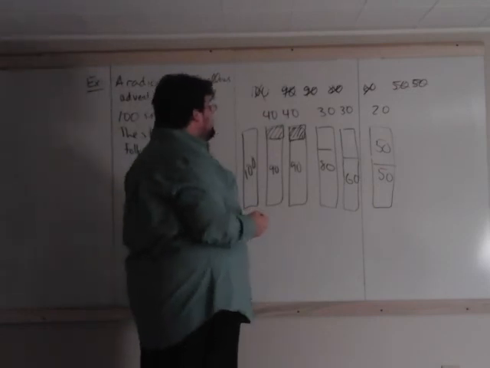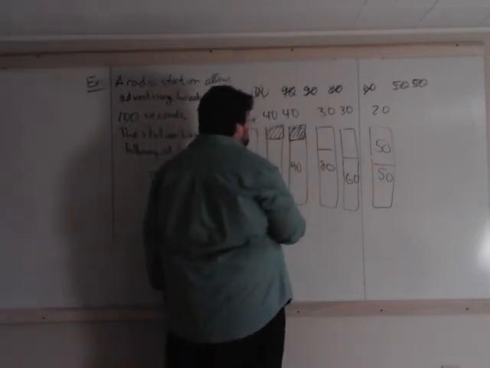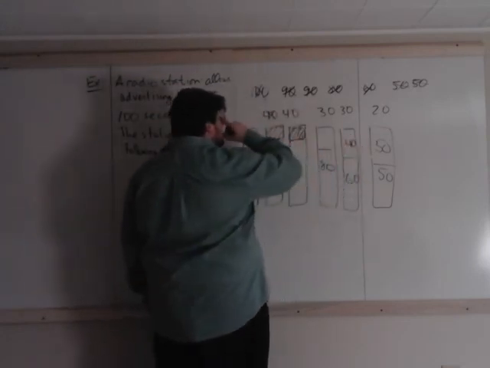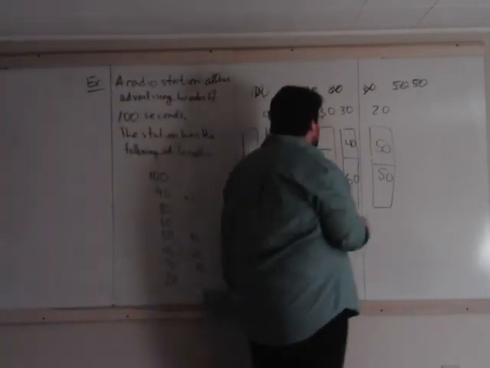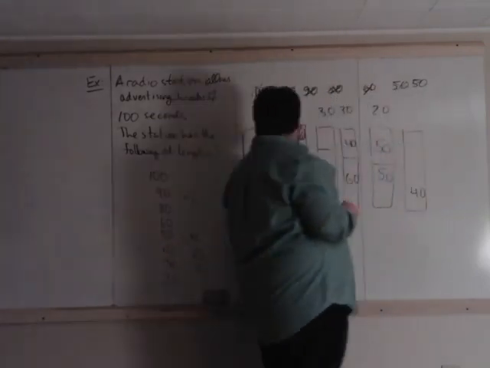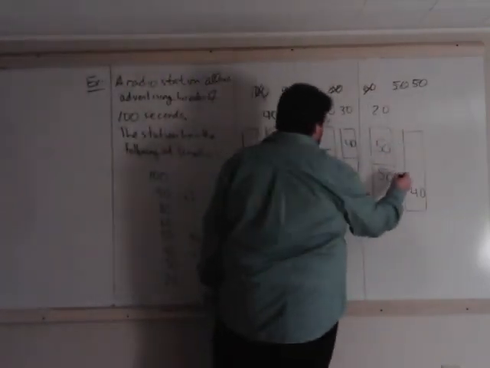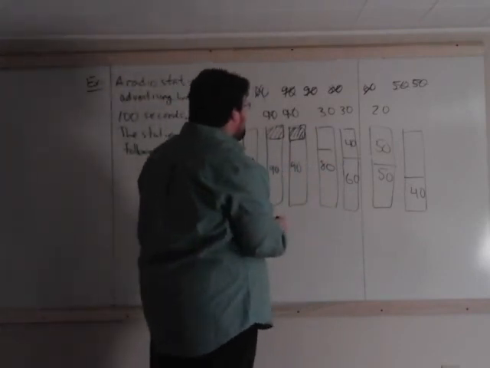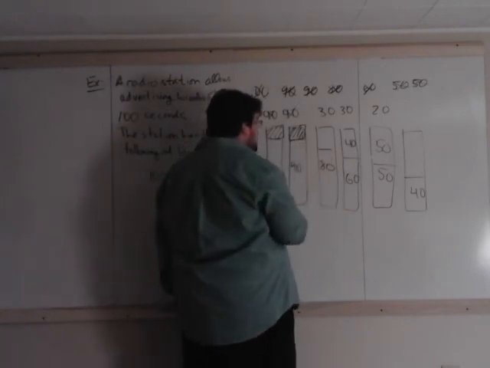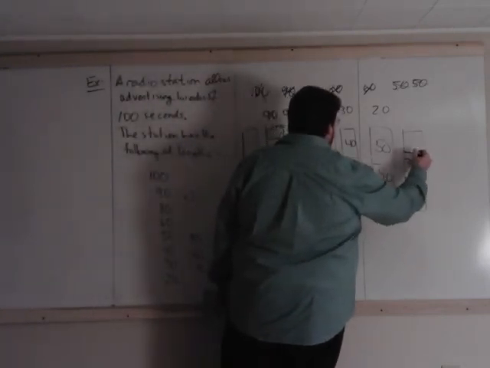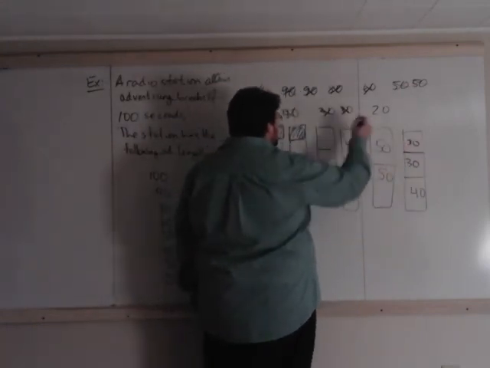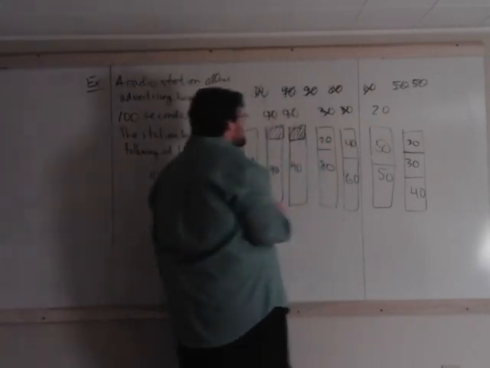Now we have two 40s. Where can these two 40s go? Well, one of them can go here. The other would have to go in a new block. Now we have two 30s. Where can they go? Well, they can't go here because that's a 20. But they can go here, and they can go here. Or one can go there, and one can go there. And now you have this 20, which can go right there.